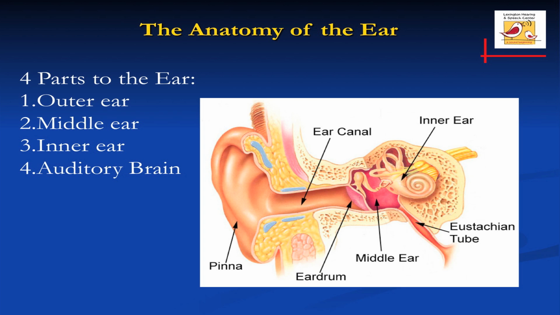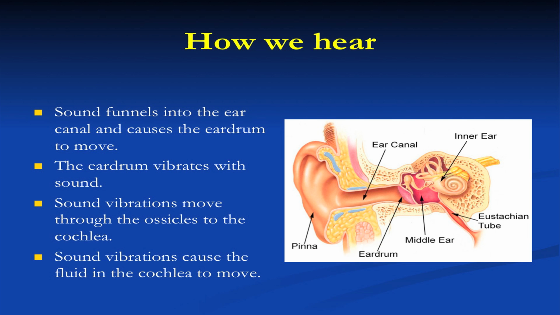But before we can talk about technology, you have to understand hearing and why a certain technology will work with a certain type of hearing loss. There are 4 parts to the ear: an outer ear, a middle ear, the inner ear, and the auditory centers of the brain. Understanding how we hear helps us understand how hearing technology can help those who have a hearing loss.